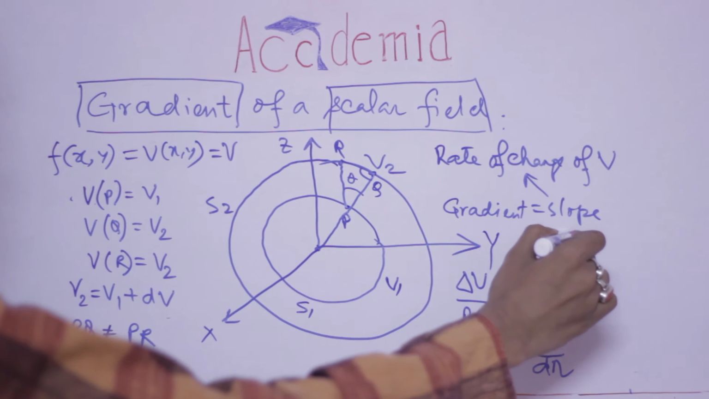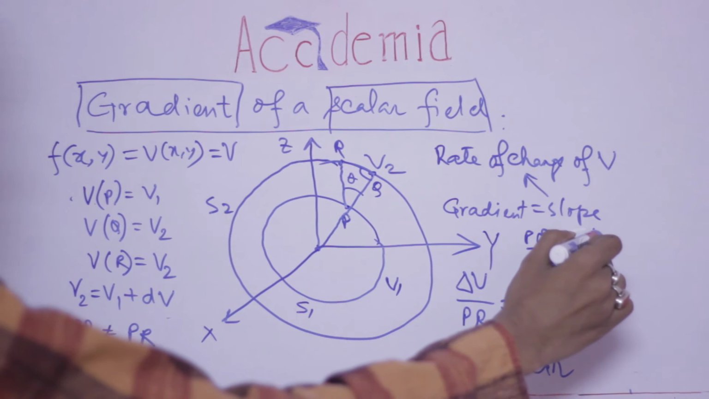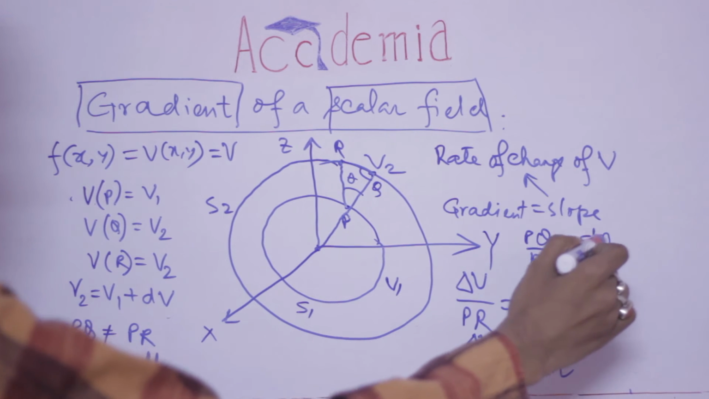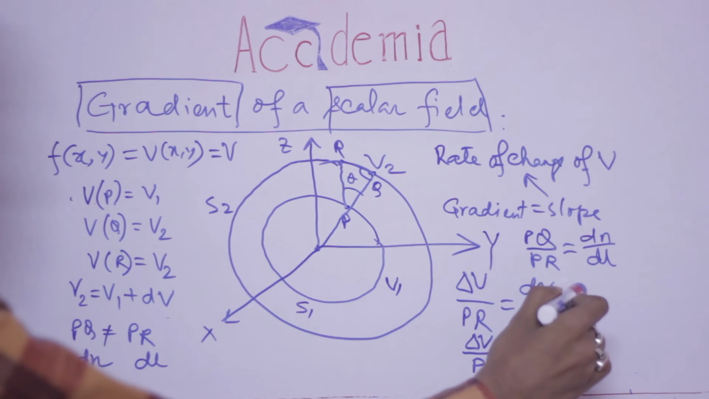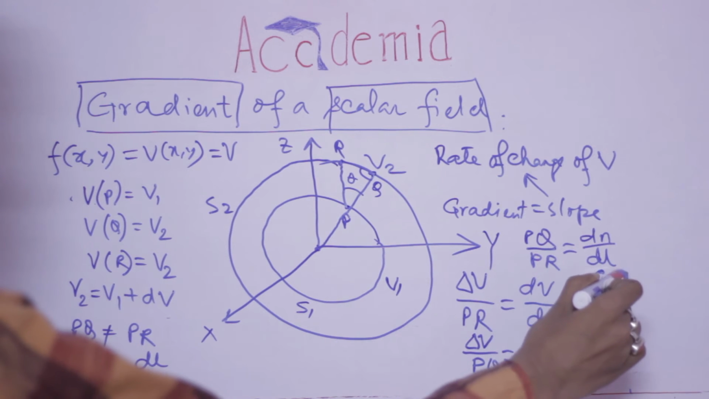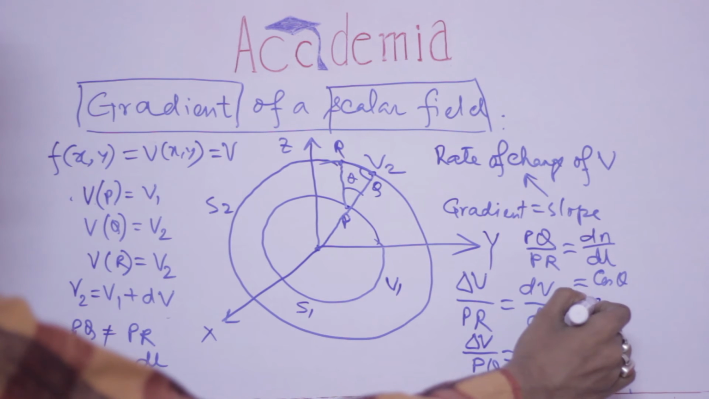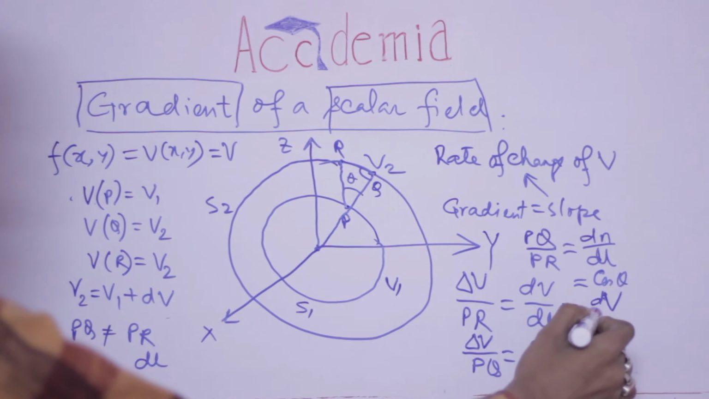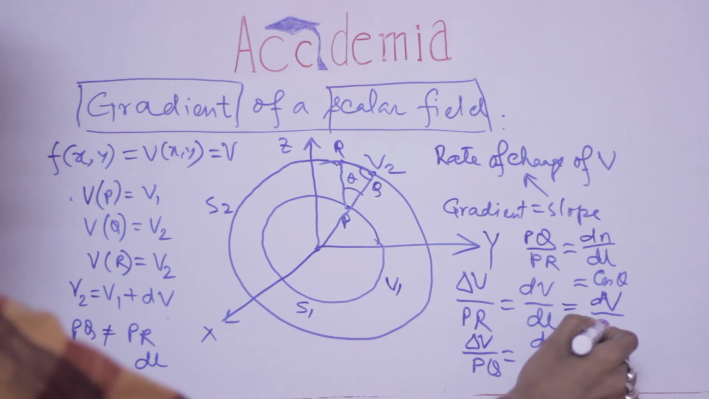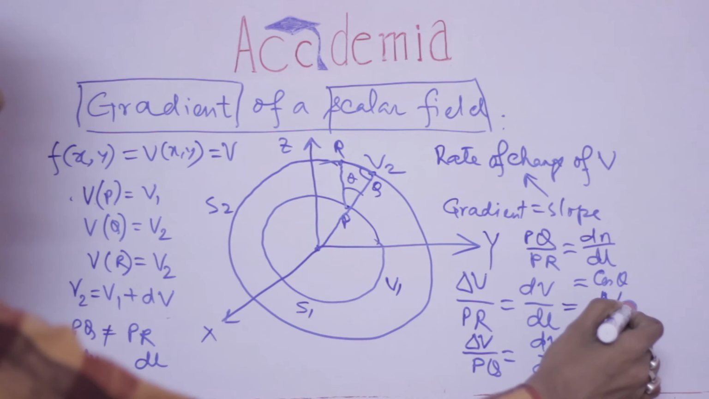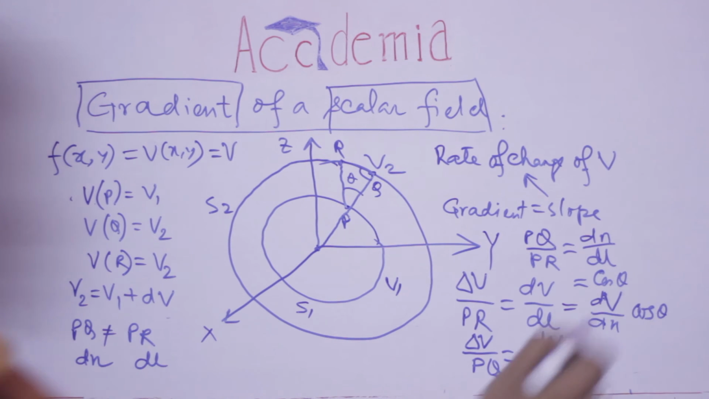Now PQ is dn, PR is dl. So dn by dl is equal to cos theta. Then dl is equal to dn by cos theta. So we can write dv dl is equal to dv dn into cos theta. So the rate of change of the function v along the PR direction is dv dn cos theta.